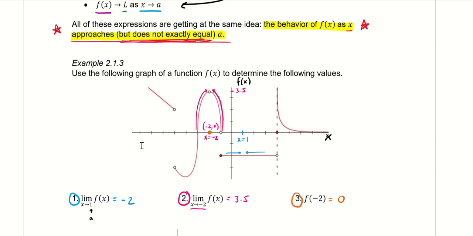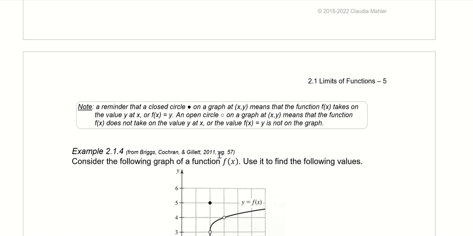Now, for some people, it's been a while since you've read a graph like this, or maybe you're like, oh crap, I don't remember what the open circle means versus the closed circle. Again, if you need a refresher on that, you can look at the textbook, but just for our sake here, a closed circle on a graph means the function takes on that value at that x. An open circle means that the function does not take on that y value at x. So we'll see that here in the next example as well. But just a reminder about the notation with graphs.